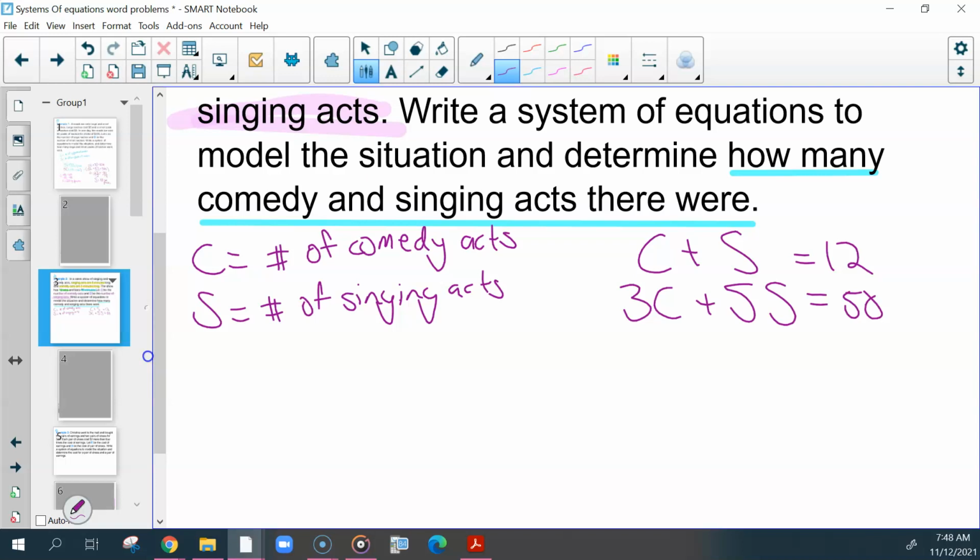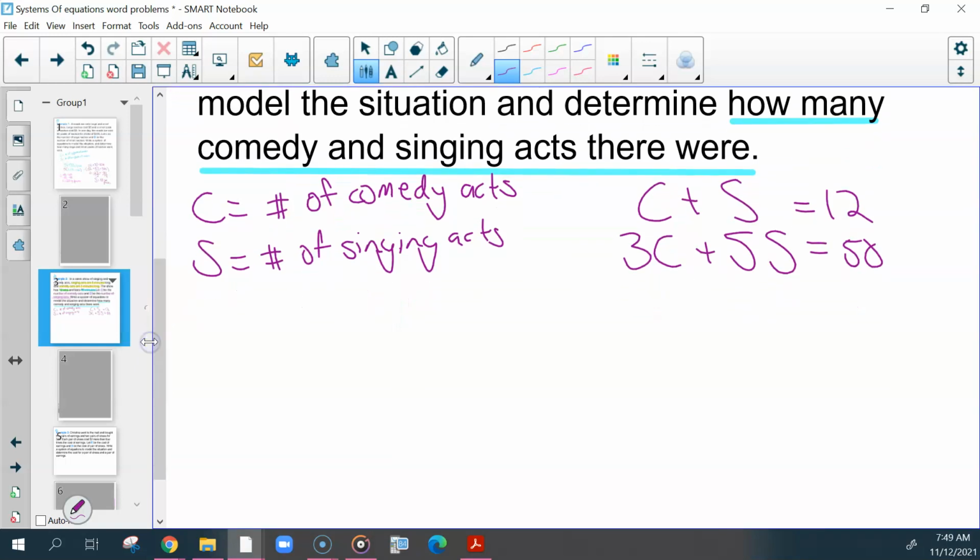Do we want to solve this by graphing, substitution, or elimination? You guys choose. Substitution. If you want to solve it by something other than substitution, you go right ahead. So for solving by substitution, that means we need a C equals or an S equals. It does not matter which one. Let's say I want to solve for C. I would take this equation because the variable is by itself and solve for C.